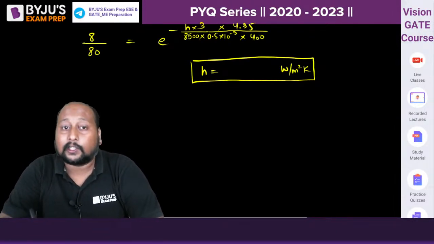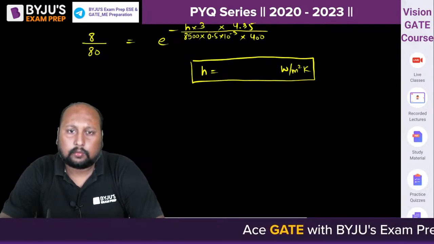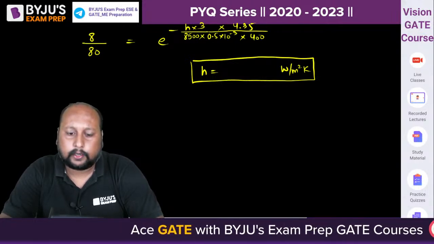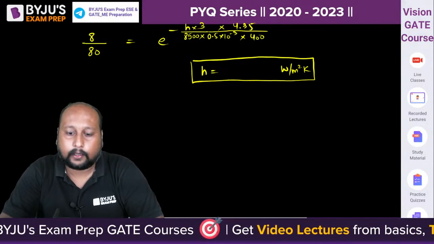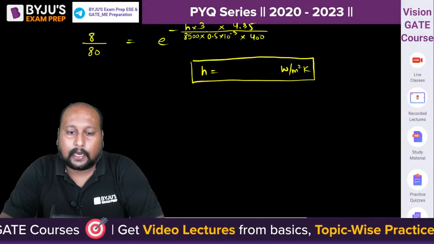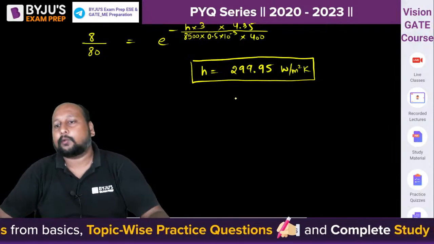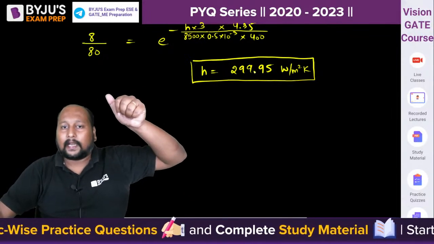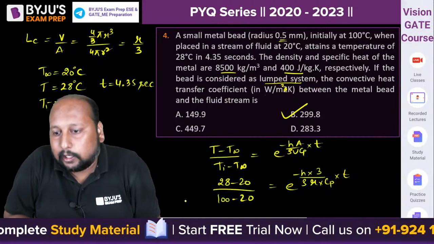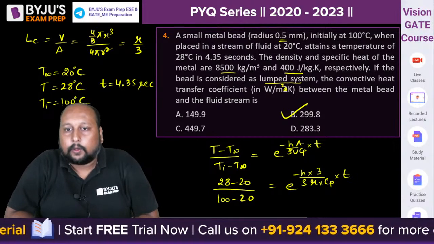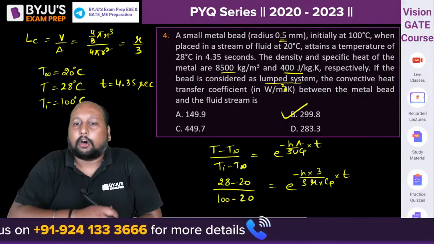Do the calculation. It is logarithmic, so ln 0.1 into 8500 into 0.5 into 10 to the power minus 3 into 400 divided by 4.35 divided by 3. Are you getting 299.95 watt per meter square Kelvin? Yes, 299.95 watt per meter square Kelvin. That is exactly option B. Okay, 299.9 something or 299.8 watt per meter square Kelvin. Option B is the correct answer.